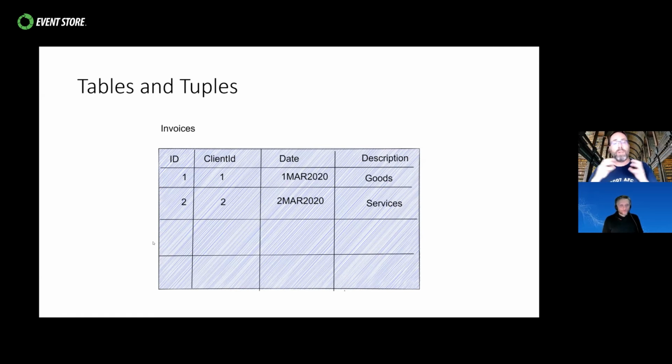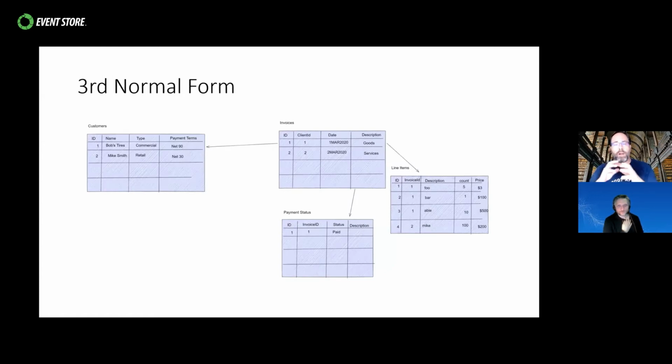And then the other thing relational databases got really good at is they join tables or tuple sets, and they do set operations on them. So we're going to take a slightly different focus and approach. So let's look at our standard third normal form. We've got customers, we have invoices, we have a payment status, we got line items.